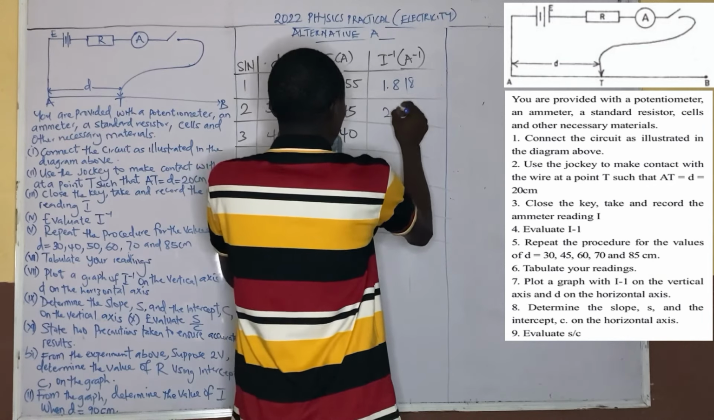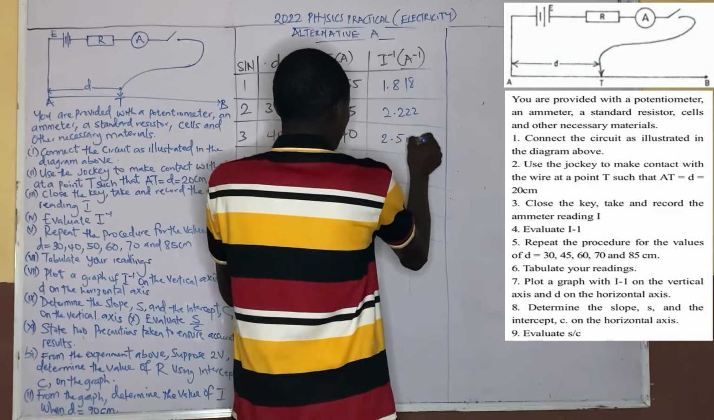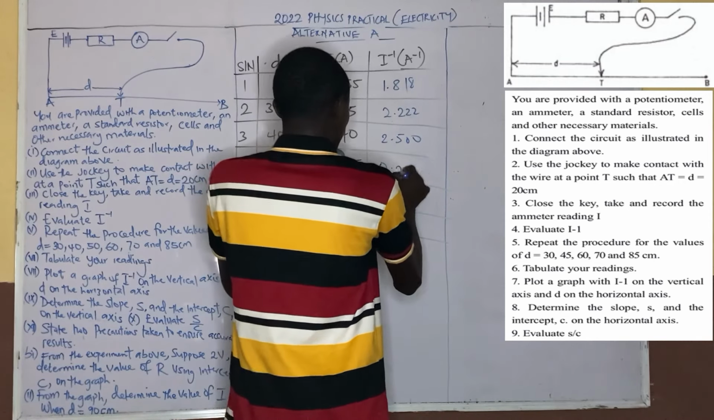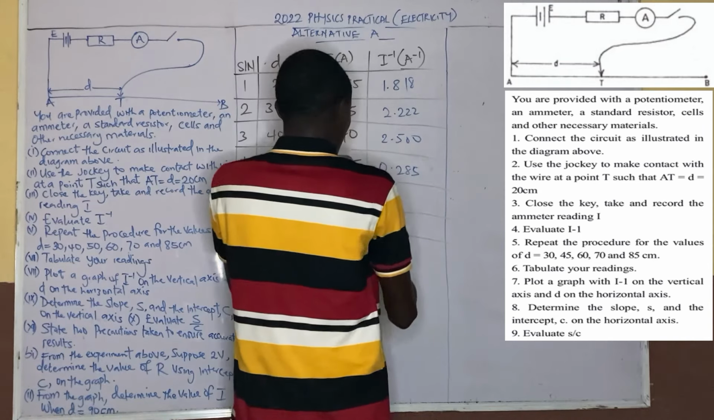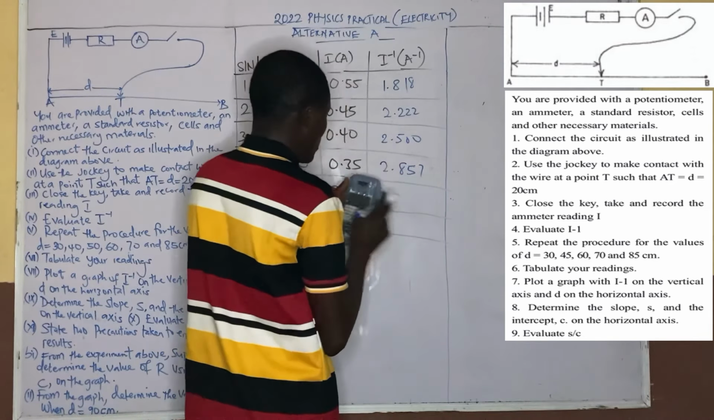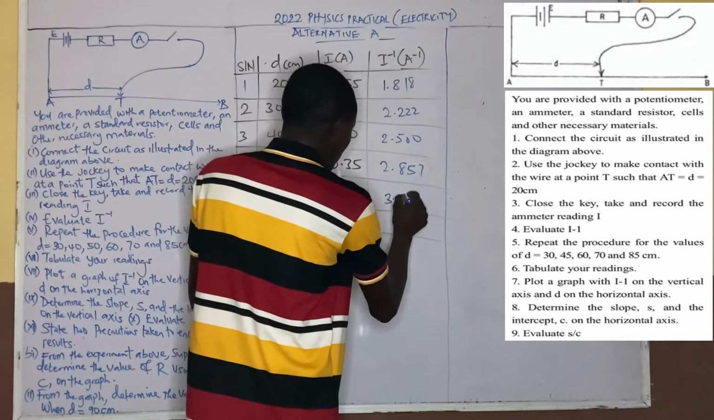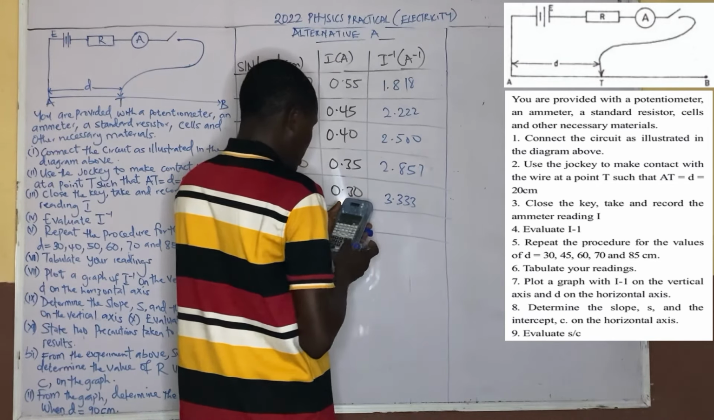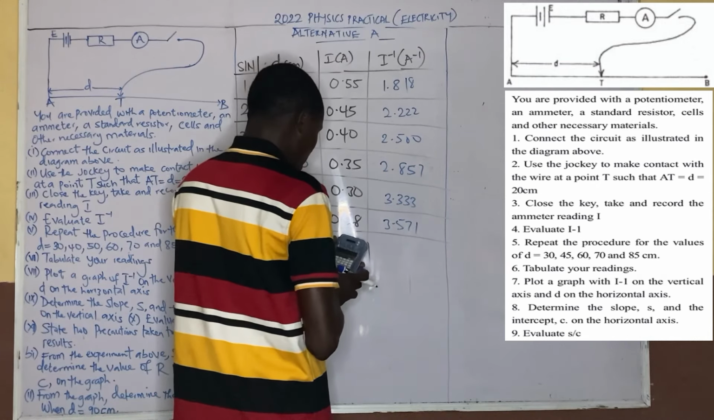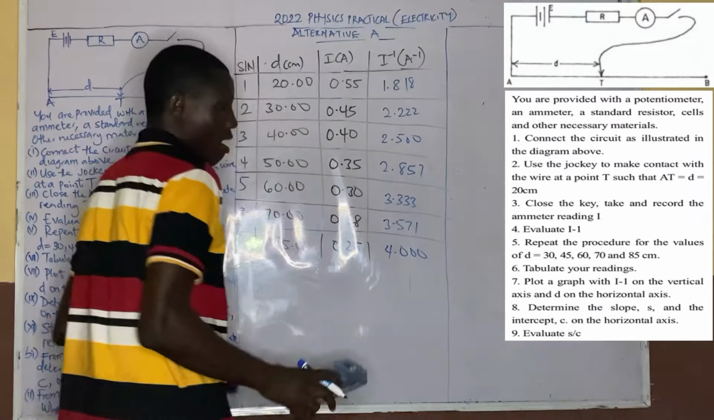We have 2.222. Here, 1 divided by 0.40, we have 2.500. 1 divided by 0.35, 2.857. 1 divided by 0.30, we have 3.333. Then 1 divided by 0.28, we have 3.571. And the last one, 1 divided by 0.25, which is 4.000. So these are our values now.